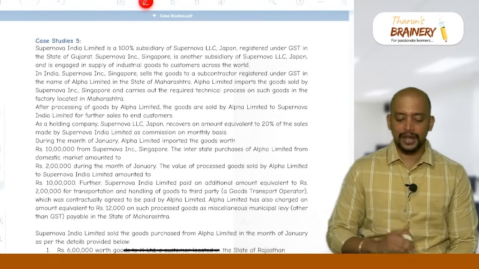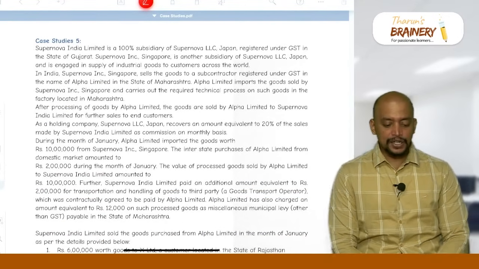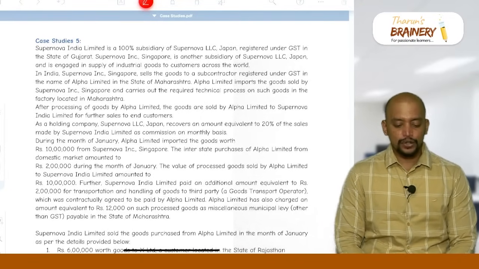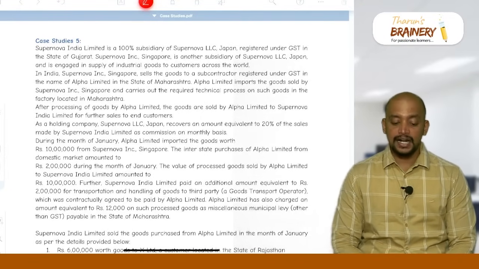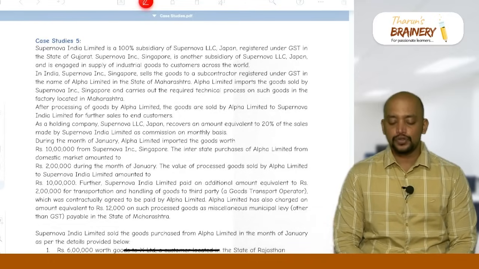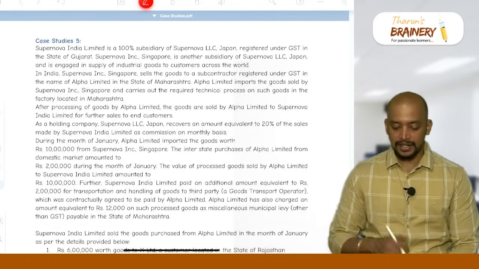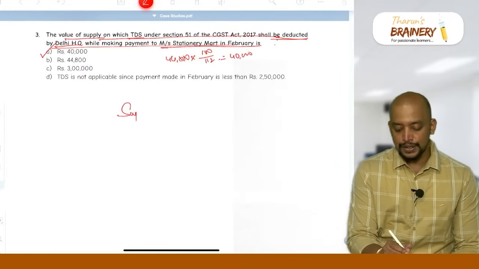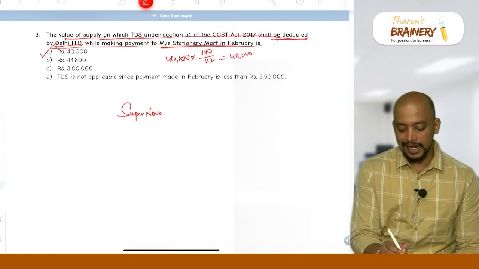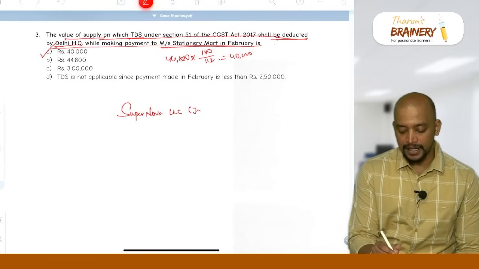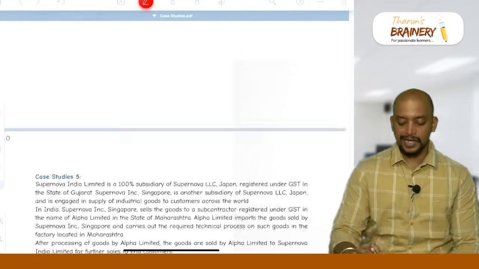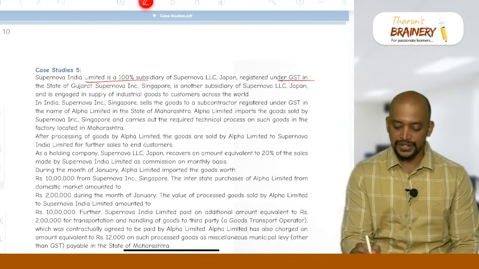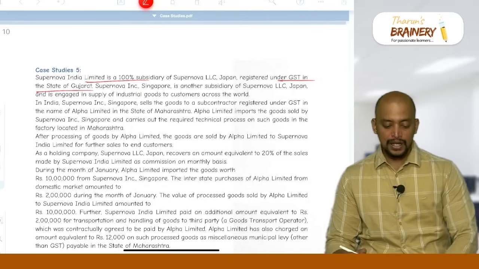Now we are moving on to case scenario 5. Case scenario 5 is a little complicated. Supernova India Limited is a 100% subsidiary of Supernova LLC Japan. So Supernova LLC Japan is the holding company. Below that there is Supernova India Limited, 100% subsidiary, registered in GST in the state of Gujarat.